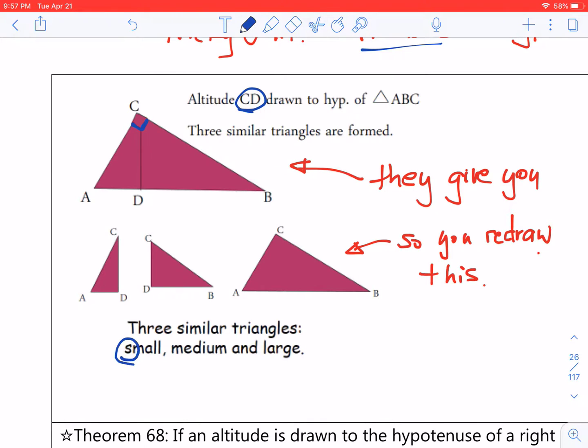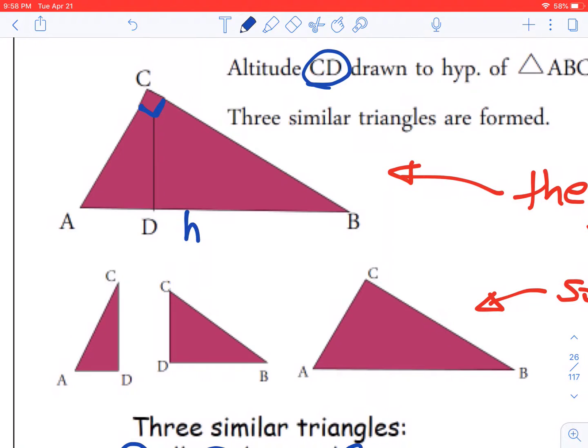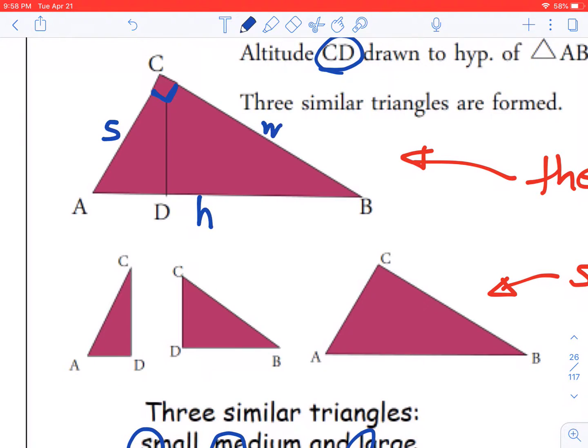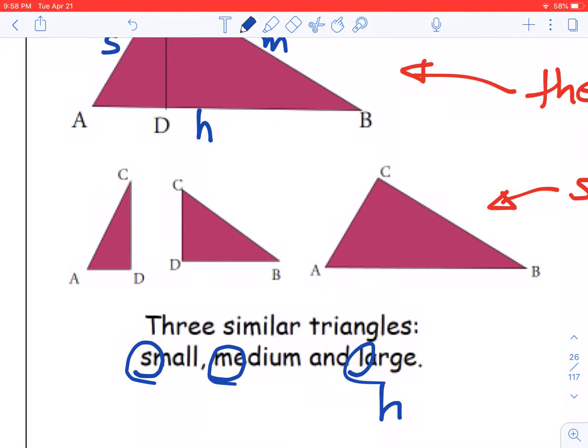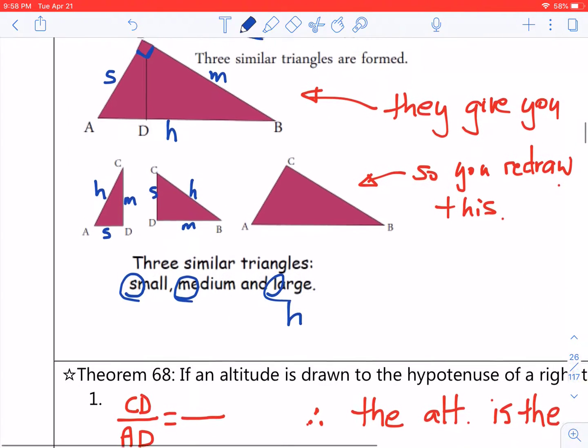The other thing that I would suggest is using these letters, maybe small, medium, and large, or actually I would call the large the hypotenuse. Label each of the sides. For example, in the right triangle, here we have the hypotenuse, here we have the small, here we have the medium. Here we have the hypotenuse, here we have the small, here we have the medium. Here we have the medium, the hypotenuse, and the small. And I already did the large one. So it's kind of important because you're going to be setting up proportions involving those sides.